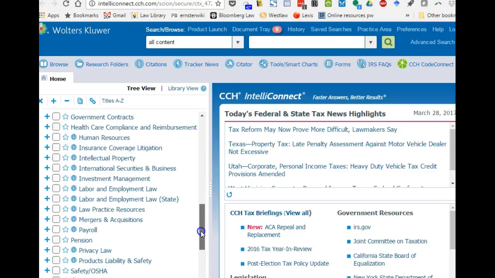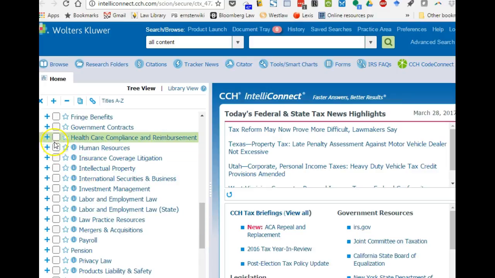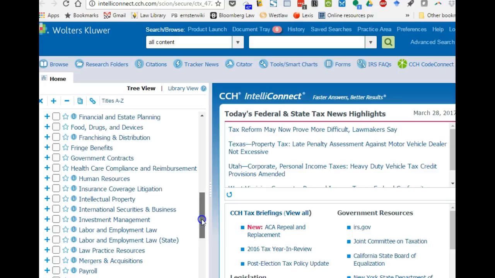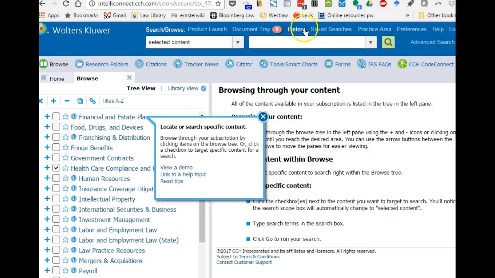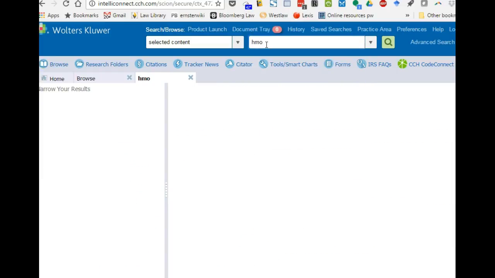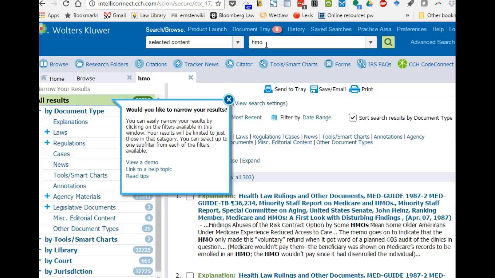So we might be interested in health for our client, and hint, hint, you might be interested in food, drugs, and devices for your assignment coming up, which we'll talk about at the end of class. So let's take a look at, and let's search HMO so you can see what CCH looks like.